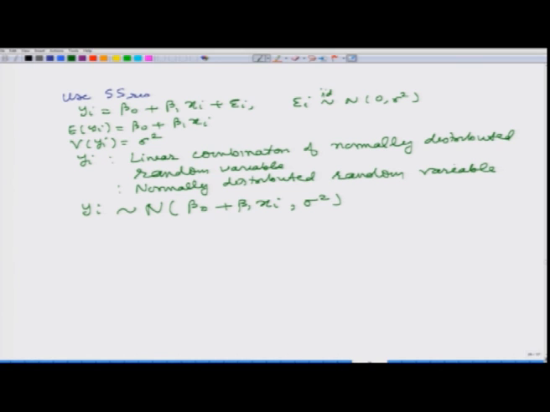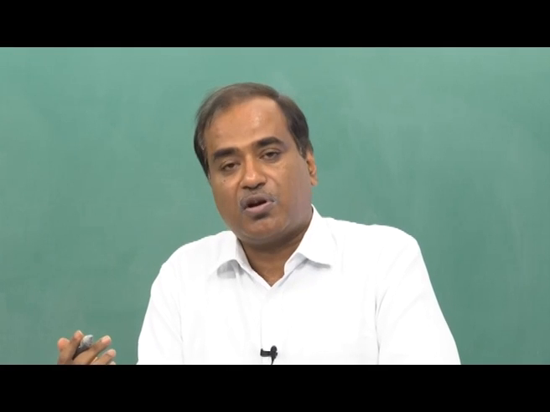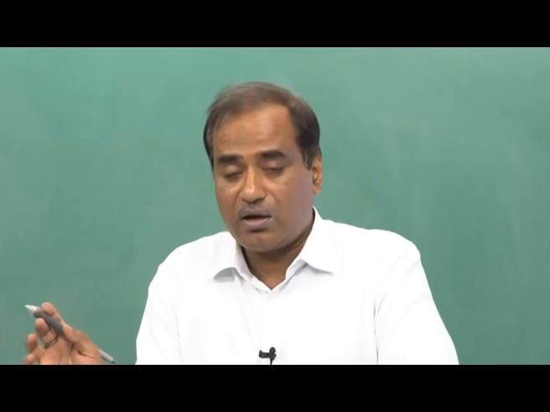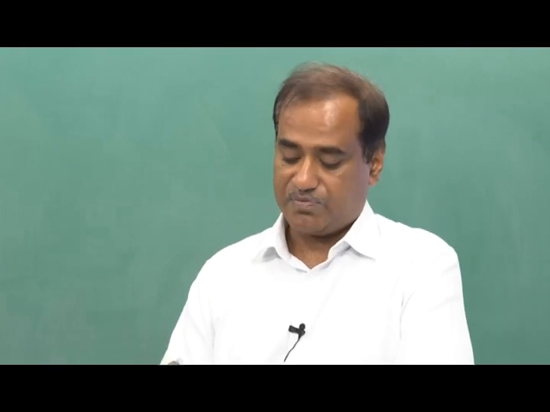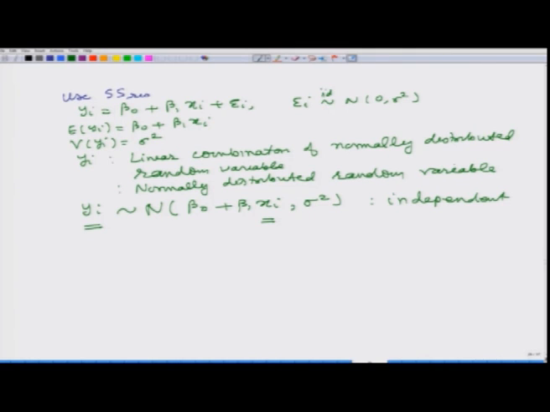Now, are they also IID? If you try to see, they are independent, but they are not identically distributed. Why? Because the distribution of yi depends on xi. As the observation changes, the mean of the normal distribution also changes. So, the yi's are independently distributed following a normal distribution with mean beta 0 plus beta 1 xi and variance sigma square.